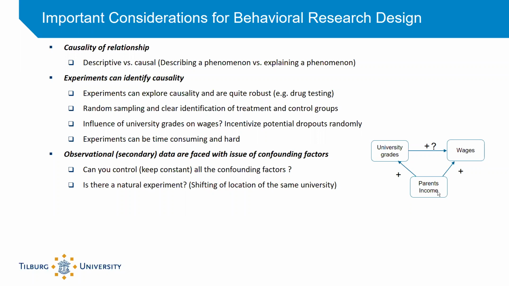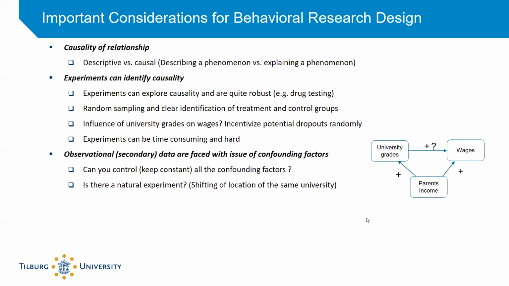So the existence of parent income can confound the relationship, and students with greater income parents would have higher grades and higher wages, and students with lower income parents would have lower grades and lower wages. And if you do not keep the parent income constant, you will see the existence of the relationship even without the relationship actually existing. So what do you do when you have these kind of confounding factors?